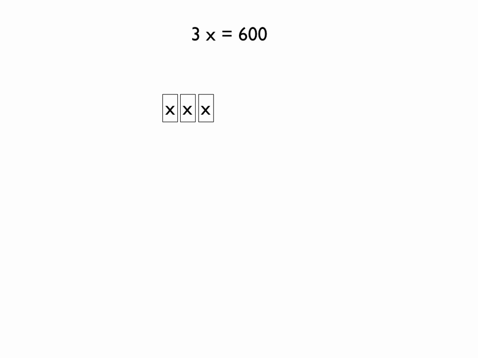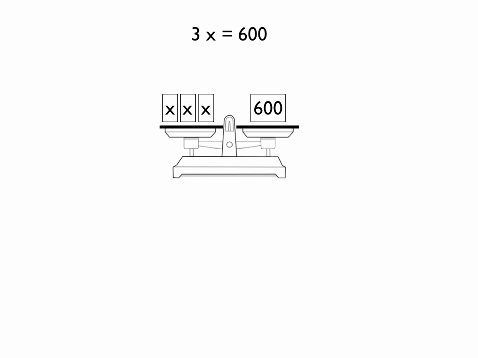Notice that there is no number 3 on the side. There are simply 3 copies of the x. And that balances out with 600. In order to make this scale balance, each x must be worth 200.